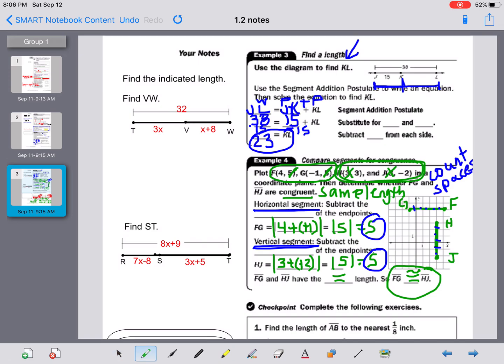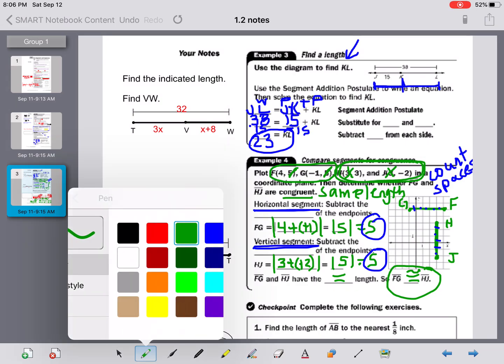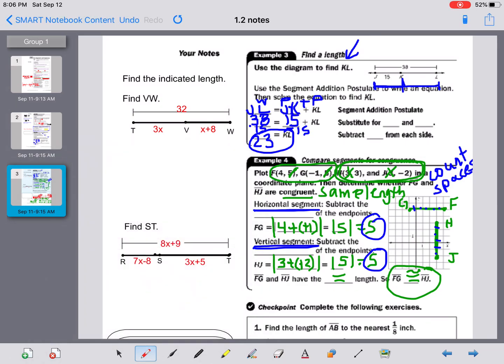Notice VW, no line above it, so that means I need that VW to equal a number, okay? So I need this to equal a number. I'm done when it equals a number. All right, so I look at my picture. I have a lot of x's involved, okay? I can't even put x up there. I can't say VW equals x. I need an actual number.